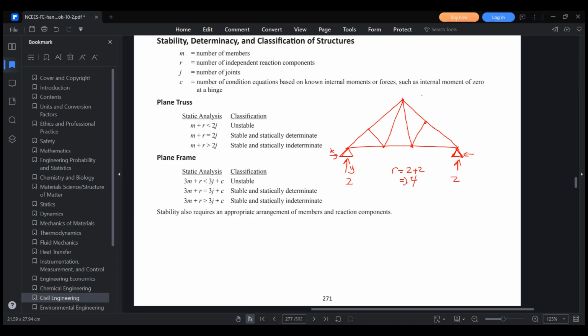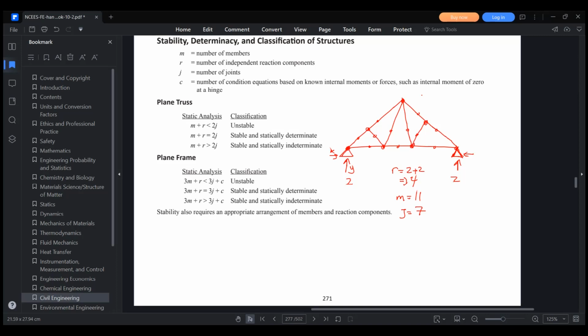Now, how many members we have? We have 1, 2, 3, 4, 5, 6, 7, 8, 9, 10, 11 members. So you're going to write 11 members. And during the exam also, I definitely recommend sketching the problems, because just looking at the screen, you may miss some of the information. So the number of joints here, we are going to count all these joints: 2, 3, 4, 5, 6, 7. So we have 7 joints.